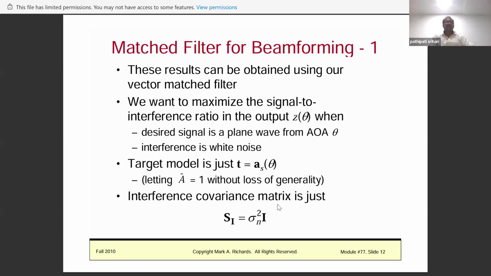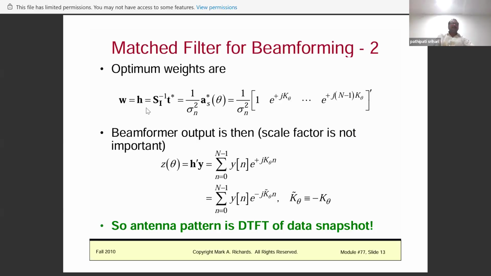This is how it is. The interference covariance matrix is sigma n square I, where I is the identity matrix and sigma n square is the variance of the additive white Gaussian noise. With that, the weights W are SI inverse into T target. Since T target is known to us, the optimum filter, SI inverse, is actually the Wiener filter coefficients.